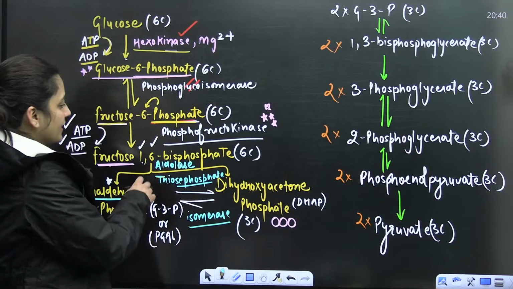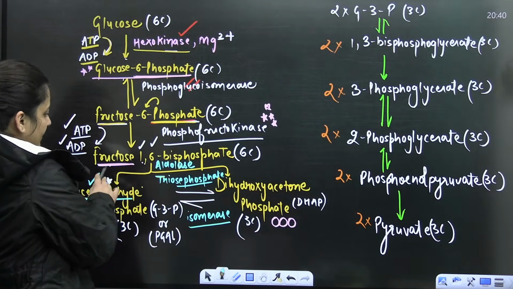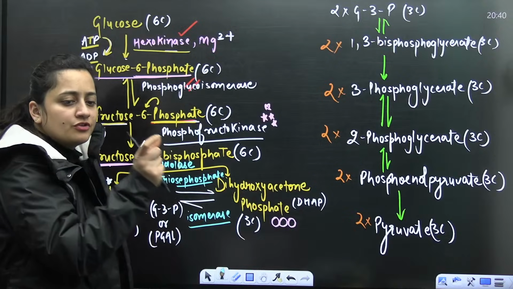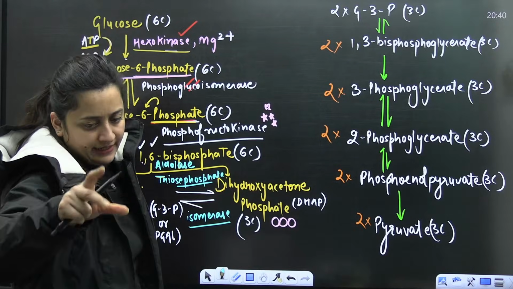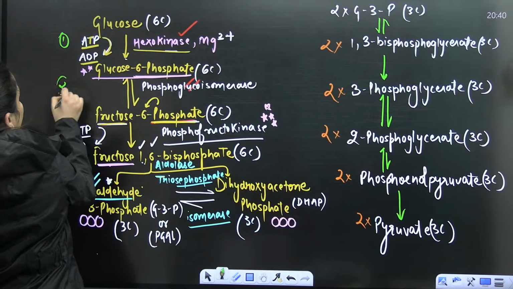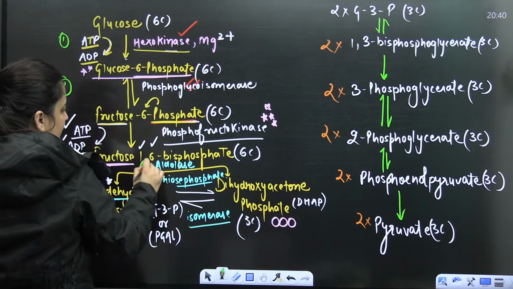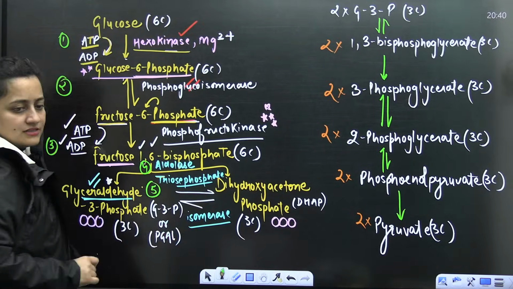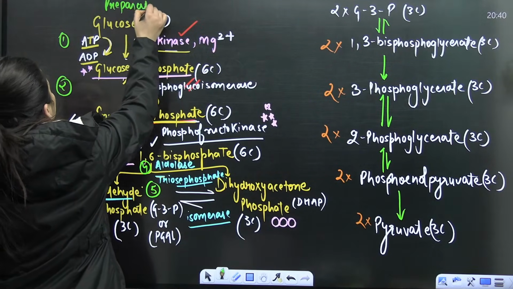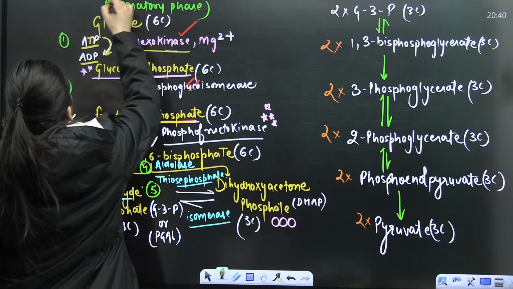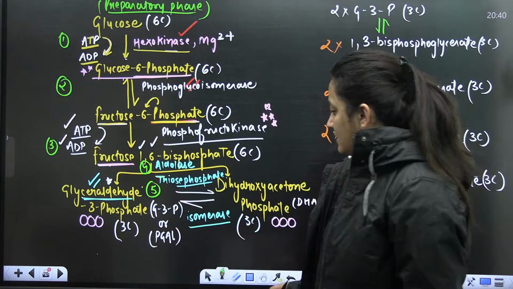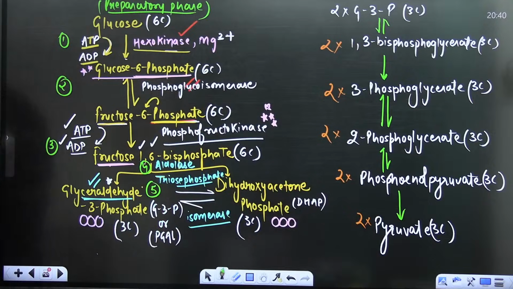Aldolase is breaking it. It is the cleavage. You are breaking it into 3 carbon and 3 carbon. It's like you have 6 chocolates and you are distributing 3 to the first kid and 3 to another kid. So the first step, second step, third step, this cleavage is the fourth step, and this isomerization is the fifth step. So this is the preparatory phase that I have discussed here. Don't worry, I have many good flowcharts. Right now, I want you to understand this portion. Any doubts?